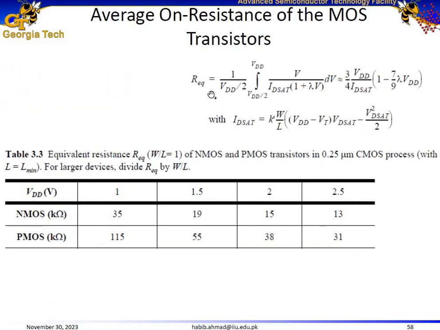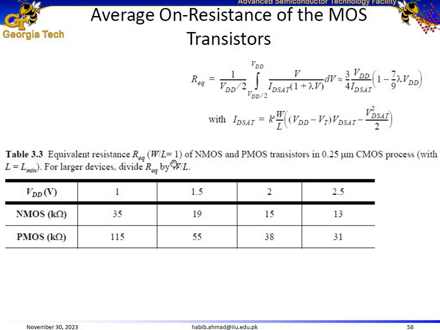Here is a formula for calculating the resistance, and it's a complicated one. But for a 0.25 micrometer CMOS process, here are the NMOS and PMOS resistances versus the supply voltage. And mostly we are going to focus on 2.5 volts. So we are primarily concerned with an NMOS resistance of 13 kilo ohm and PMOS resistance of 31 kilo ohm.